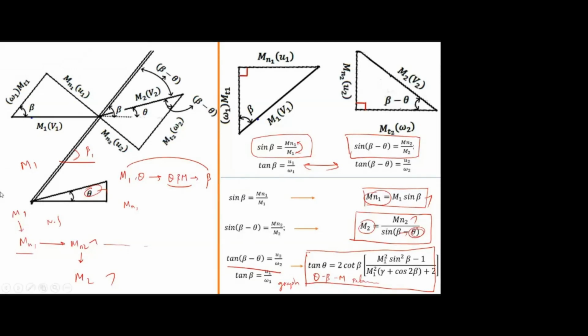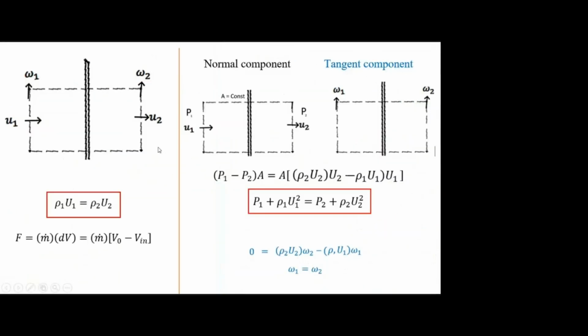This is clear, right? Three equations. Okay, now we will derive the continuity, momentum and energy equations for the oblique shock. So this is the oblique shock, and instead of the local velocity, I have taken the normal and tangential velocity.